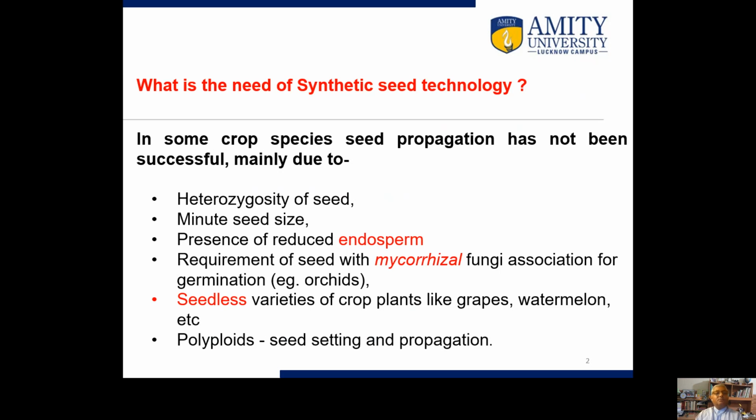So because of these problems, the seeds of many crops cannot be used for raising the further generation. And when the requirement is the mass multiplication of genetically similar plants, then seed propagation is not a preferred method.